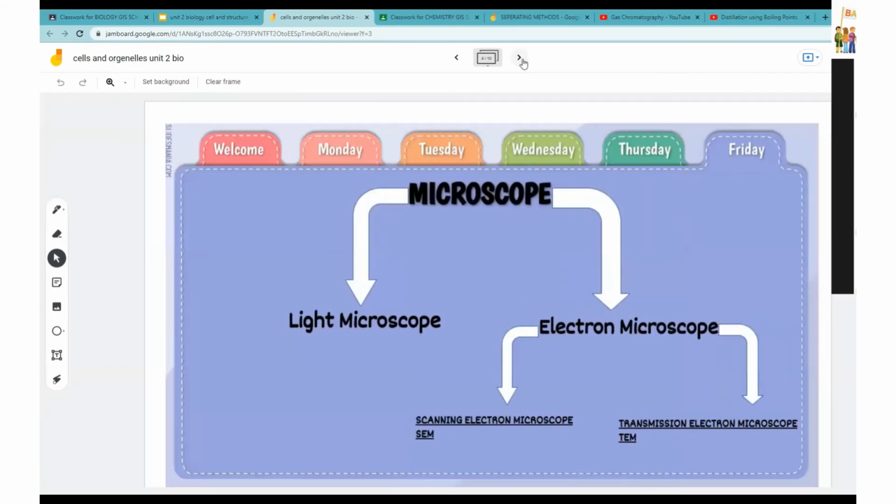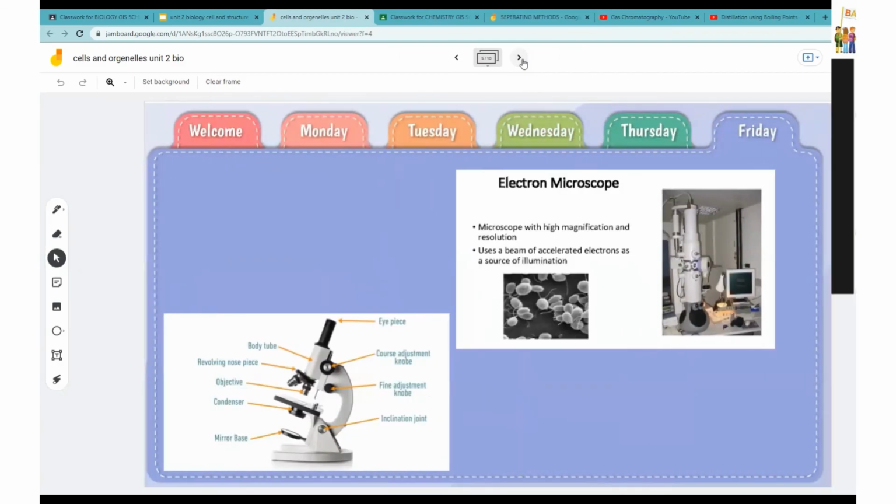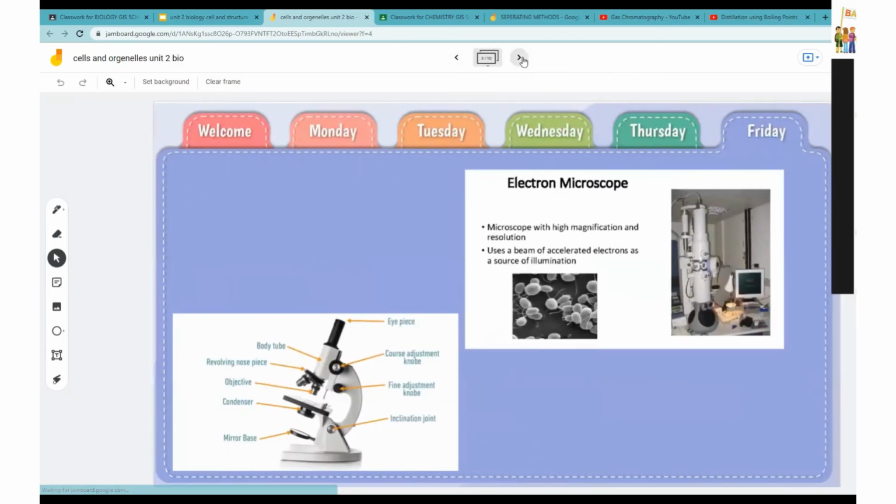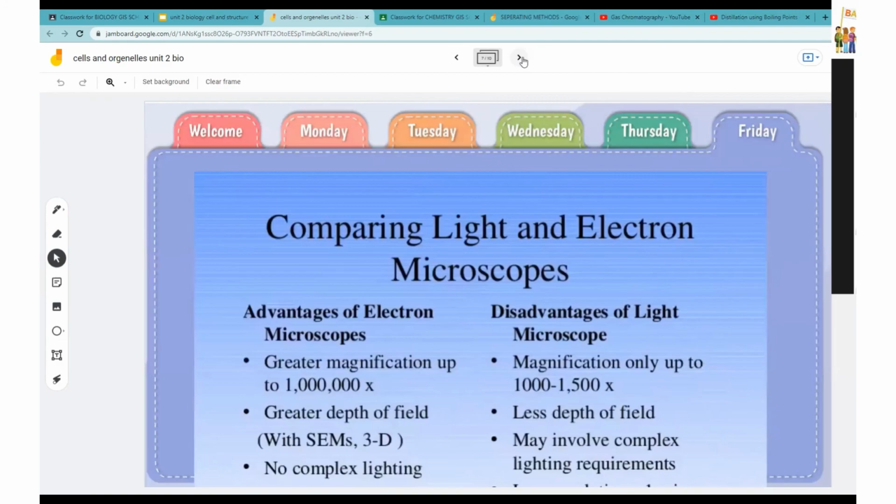But over here, what's the difference between scanning and transmission electron microscope? Fatima. The scanning electron microscope only scans the image of the organism, but transmission can also show you the detail. Excellent job. Okay, Fahad, what is the maximum magnification for light microscope? 1,000 to 1,500. Excellent job, Fahad. Okay, Lamin, what is it for electron microscope? Electron microscope, 1,000 to what?